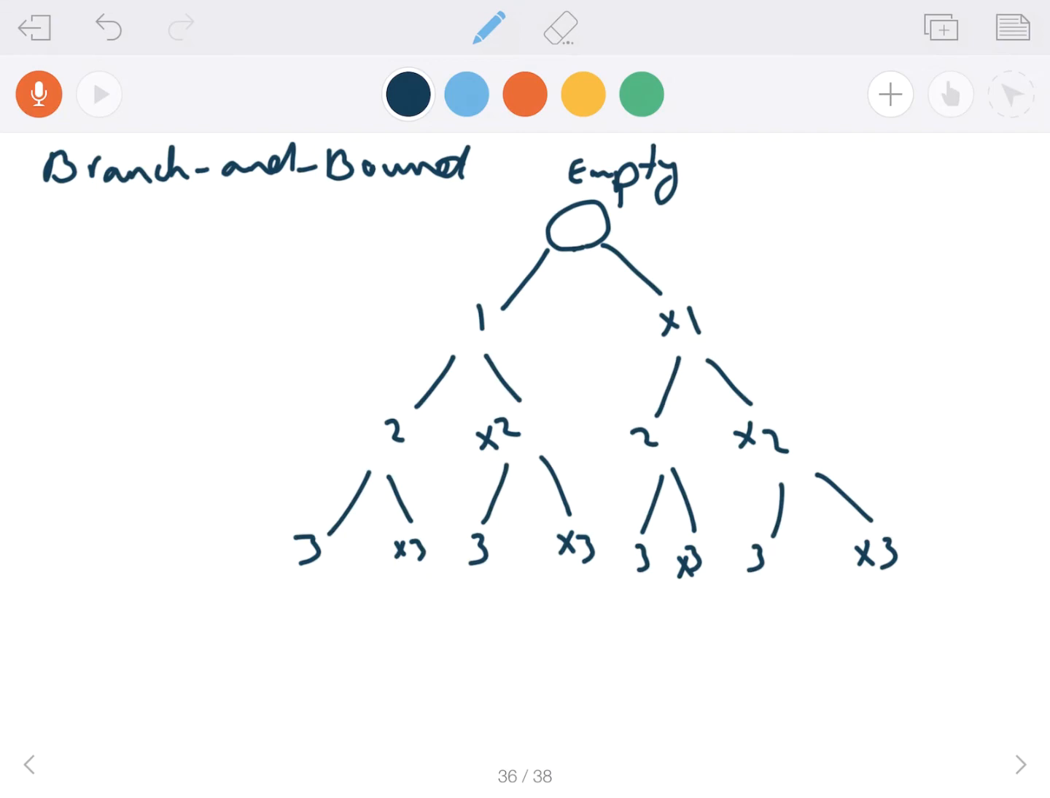Hello everyone. Today we're going to talk about the branch and bound approach to solve problems. Before, we learned about backtracking.